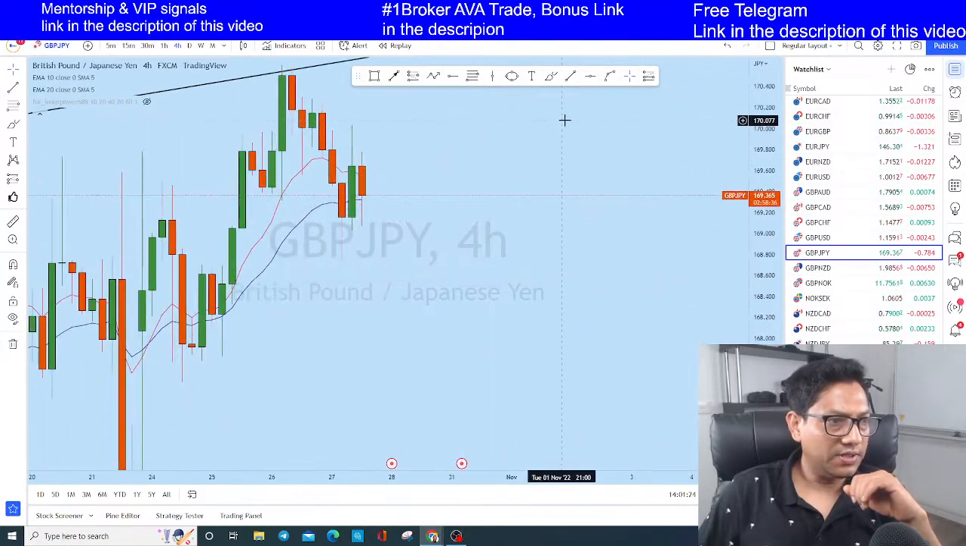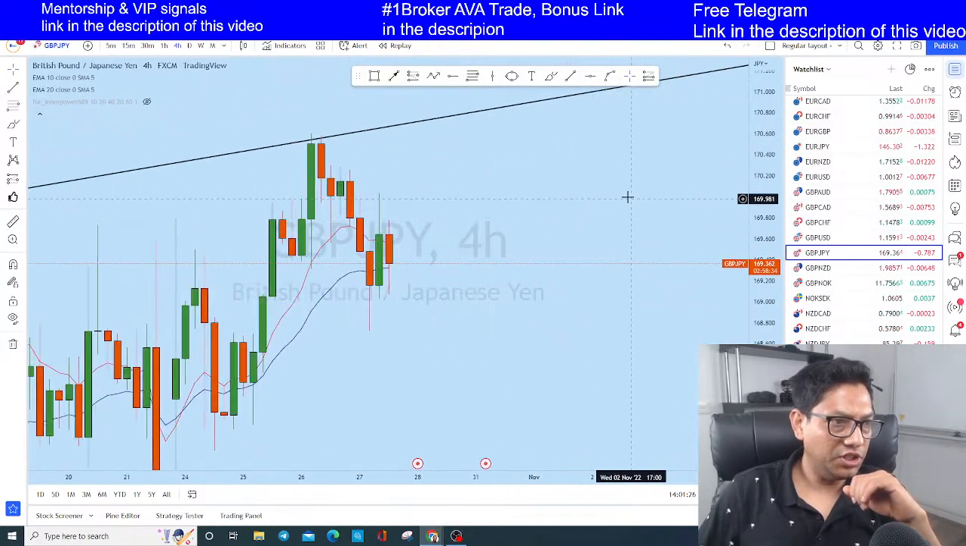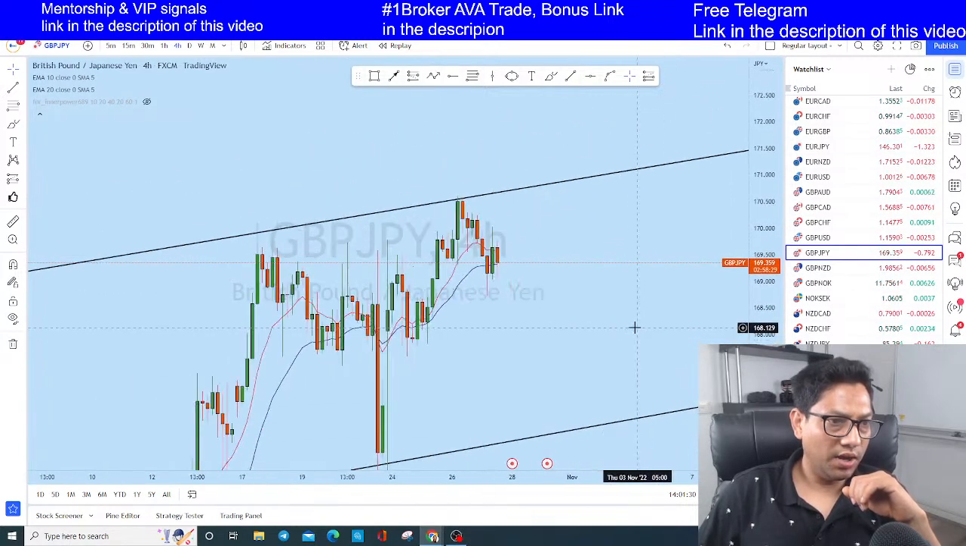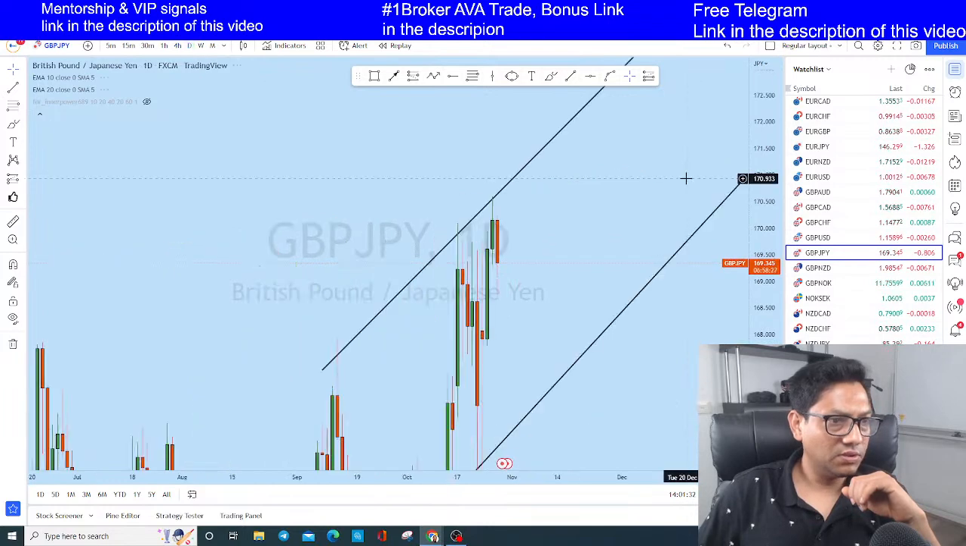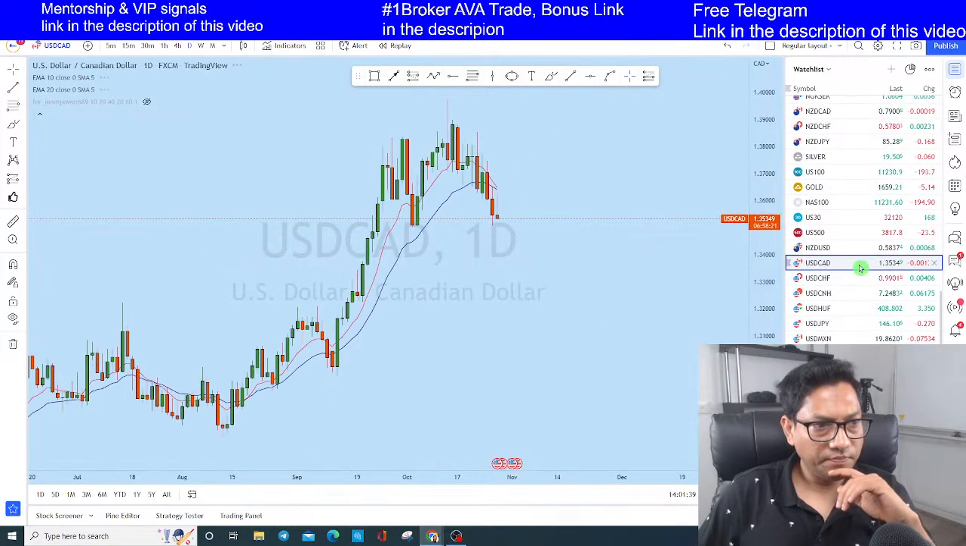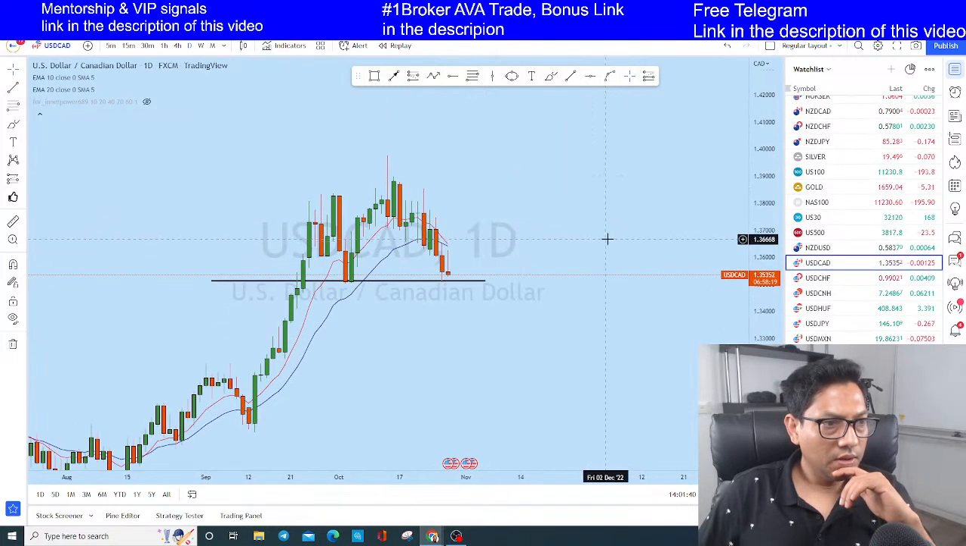I think that we might find some trade on GBPJPY. It looks to me that GBP might start to reverse. As soon as I find that, I'll definitely try to sell.